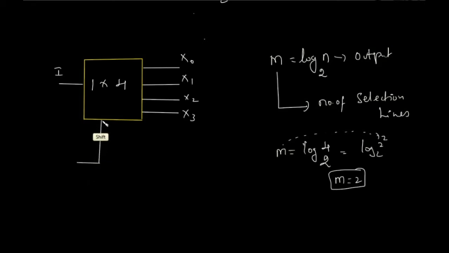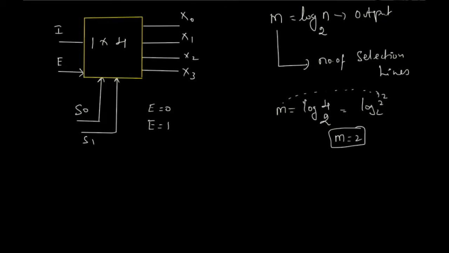You can write it here: select line S0 and select line S1. Additionally, you will be given the enable signal E. If E is kept low, in spite of exciting the selection lines, the input will not be connected to the output. If E is kept high, then the circuit will start working, and the input will be connected with the output. Now we'll go for the truth table of this demultiplexer.